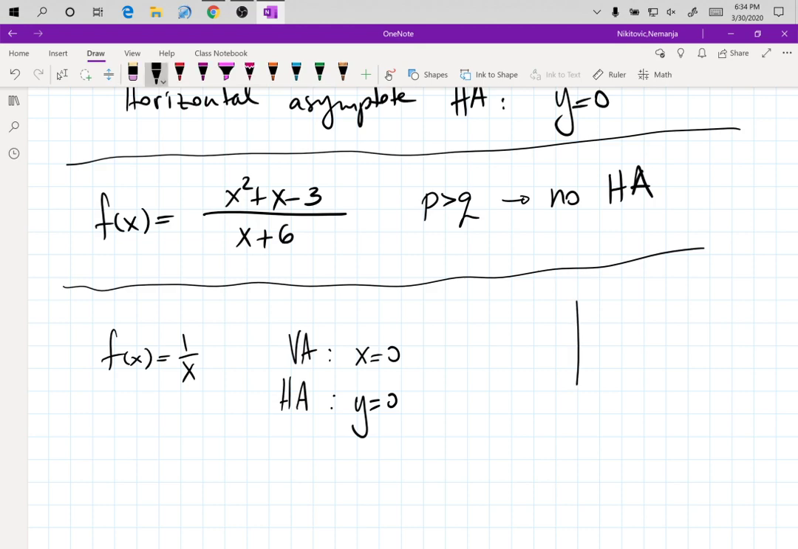So now, when you draw your xy coordinate plane, you have your vertical asymptote, and then you have your horizontal asymptote. And those act as guides to draw the function. Now, what can you draw? Well, remember that functions can cross horizontal asymptotes, but they cannot cross verticals, right?